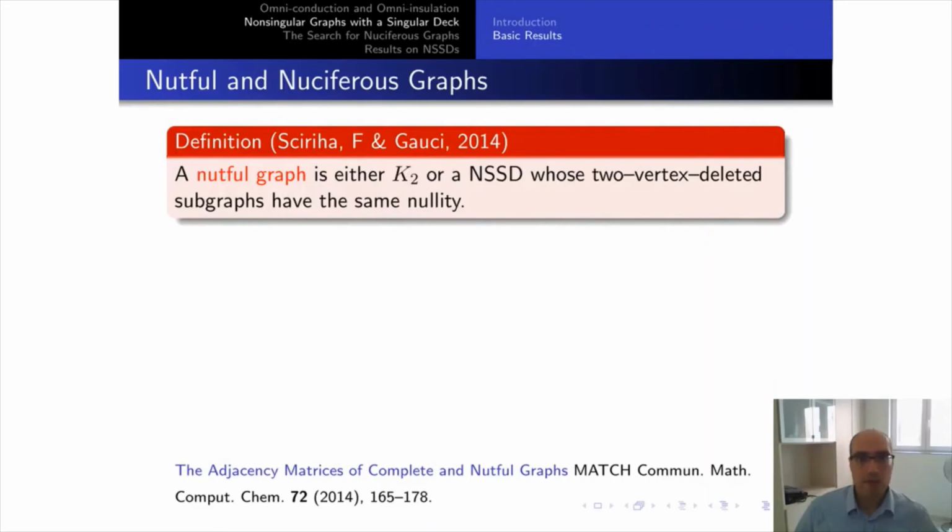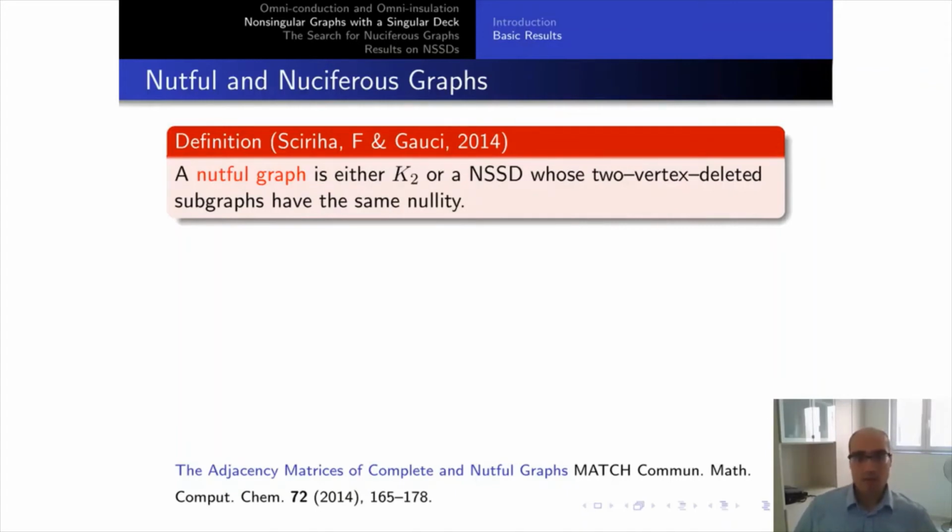So suppose we have an NSSD whose two vertex deleted subgraphs have the same nullity. By the previous result, this nullity can either be 0 or 2. But this nullity cannot be 2. Otherwise, the inverse will be the 0 matrix. And the 0 matrix does not have an inverse itself. So this means that if we have an NSSD whose two vertex deleted subgraphs have the same nullity, then this common nullity is 0. Now let's think about this.